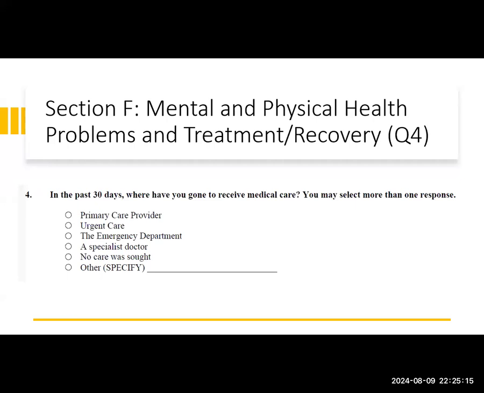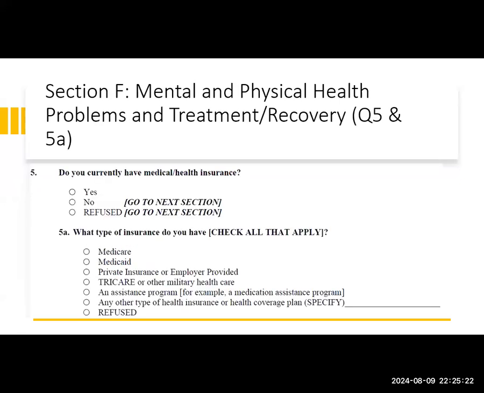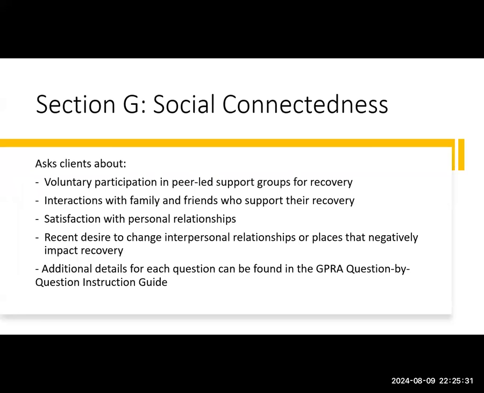For question 4, the intent is to indicate where the client received medical care in the past 30 days. For question 5 and 5A, the intent is to record if the client has medical or health insurance, and if so, what type. We've now come to section G, which covers social connectedness.